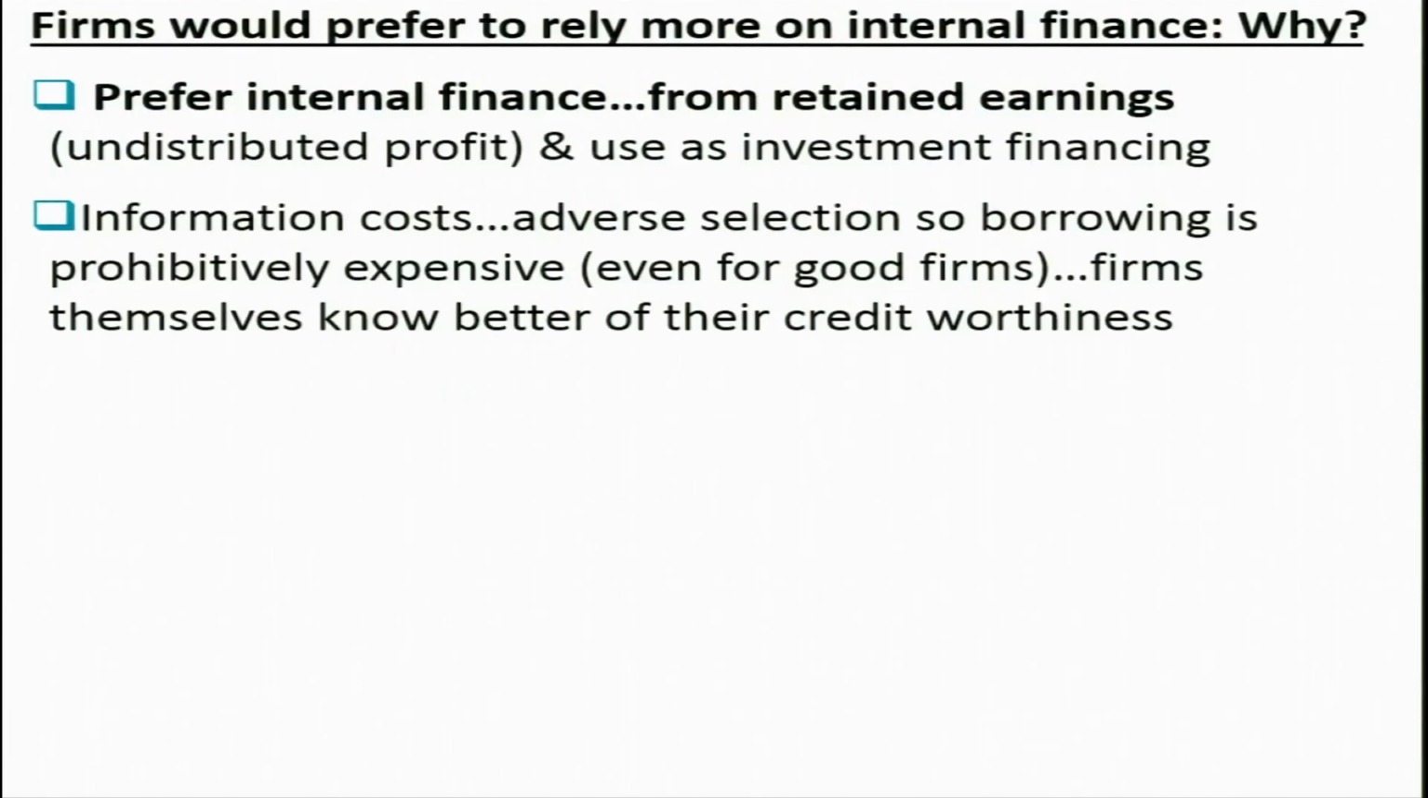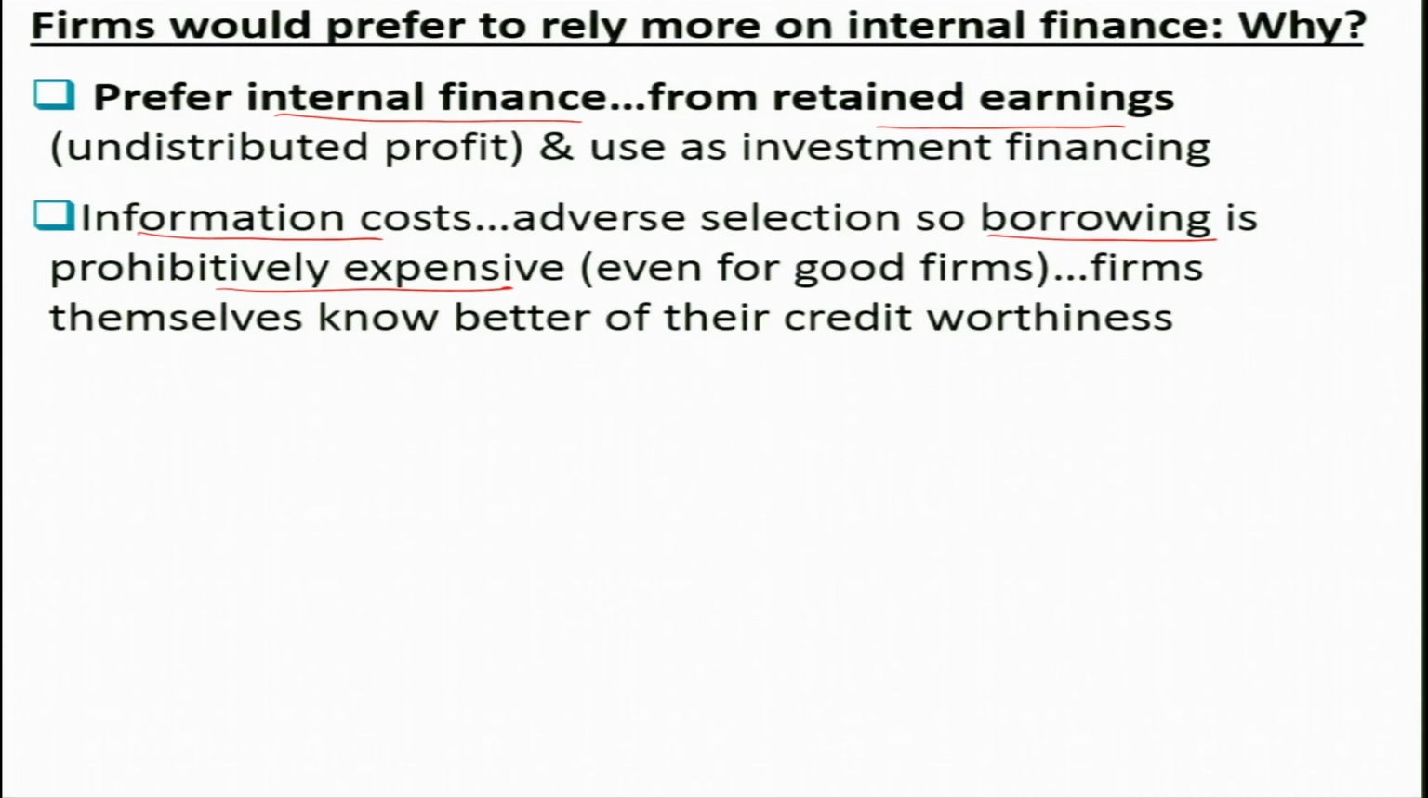Why would firms prefer to rely more on internal finance? One reason is that they prefer internal financing, mostly from their own retained earnings, the undistributed profit, and use it as investment financing. Another reason is the information cost. A well-performing company with a high expected profit, very high net worth and a strong balance sheet may not be able to communicate its creditworthiness to the market because of the information asymmetry and the conflict of interest that we discussed here. Because of that, they may not be able to borrow at a cheap rate. Sometimes they also have to pay a high interest rate if they want to borrow from the market, so borrowing is prohibitively expensive even for good quality firms.